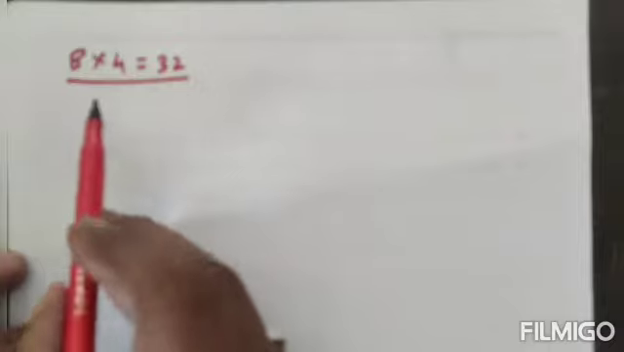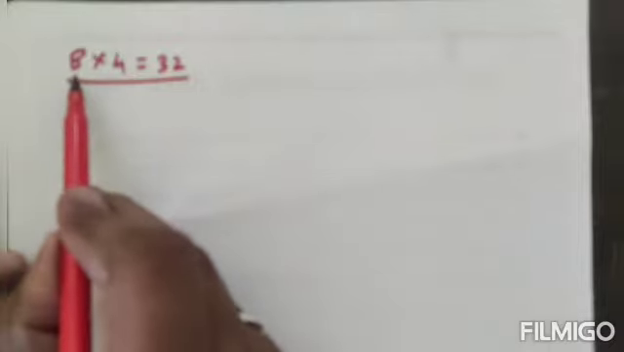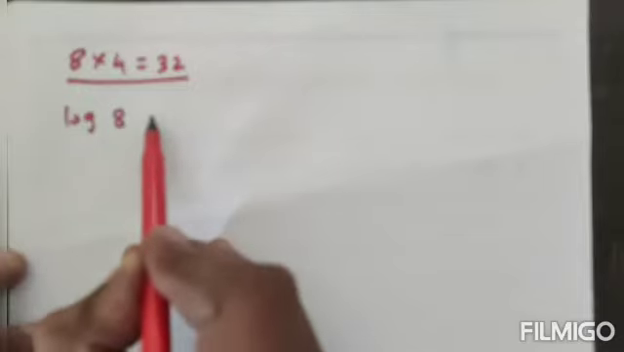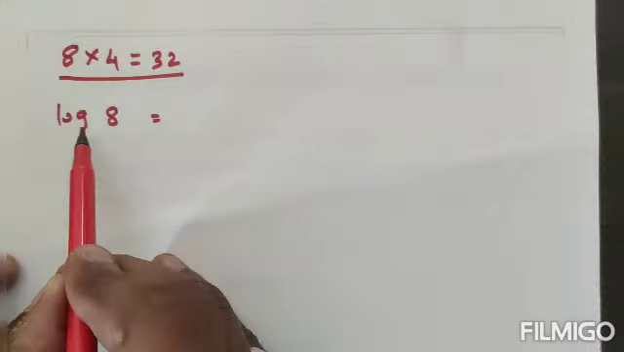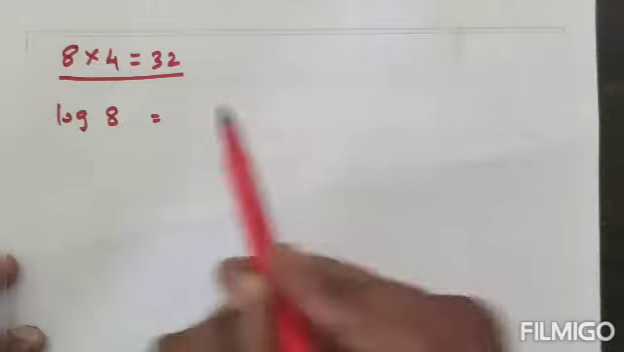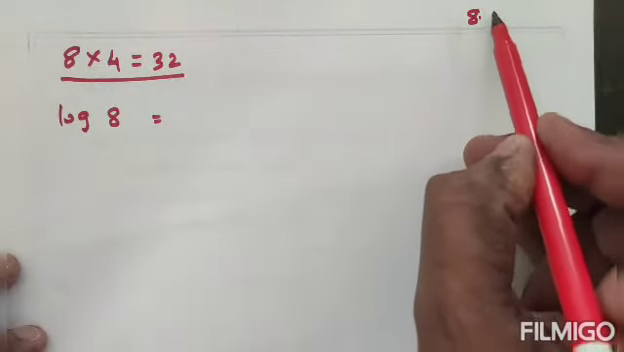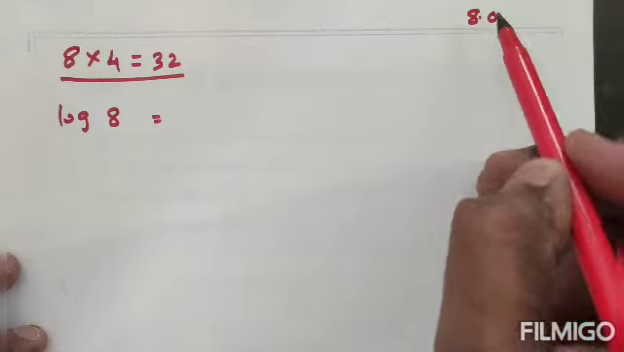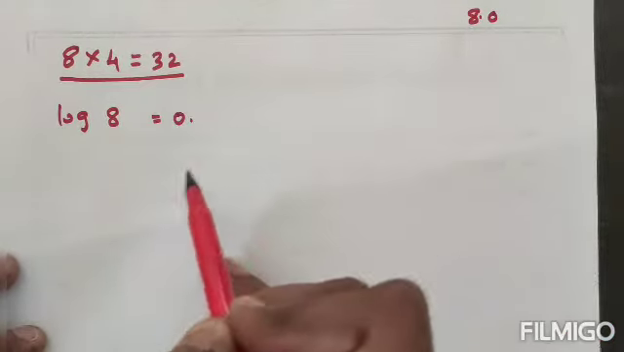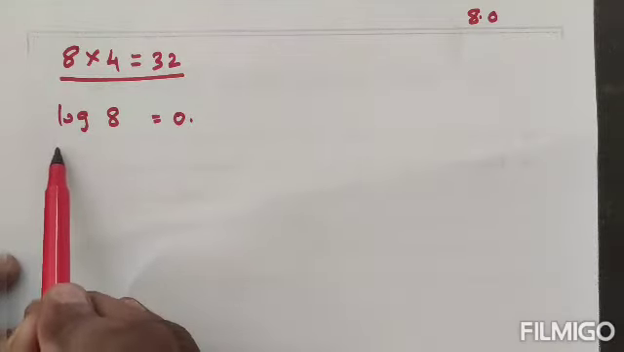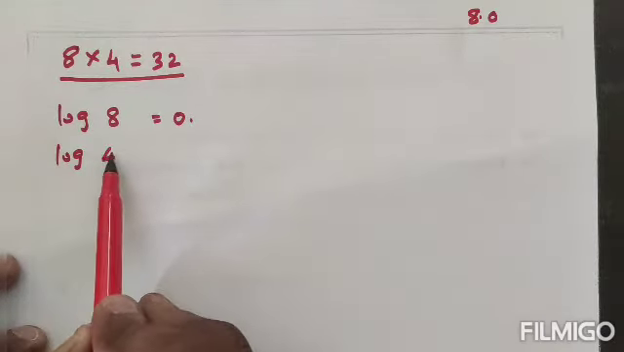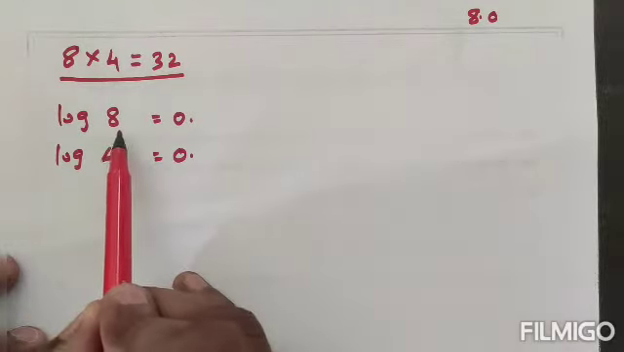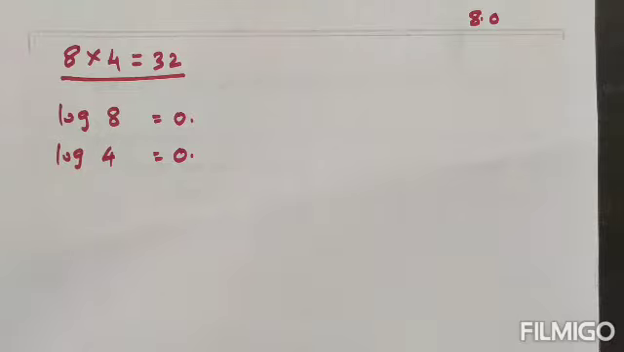So the procedure. First you want to write the log for 8, the log value of 8. This is actually 8.0. Before the decimal only one number is there, so you want to write first 0 point, like that. Next log 4, here also 0 point. Now you want to see the log value for 8.